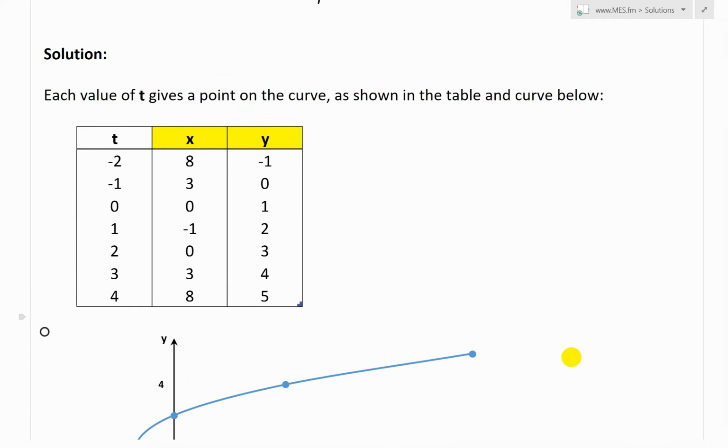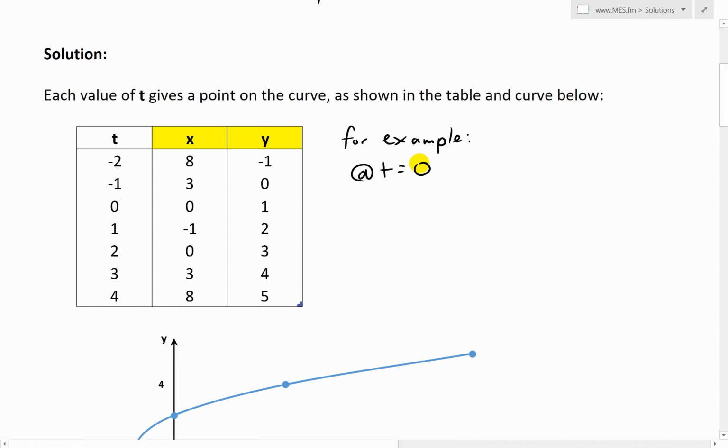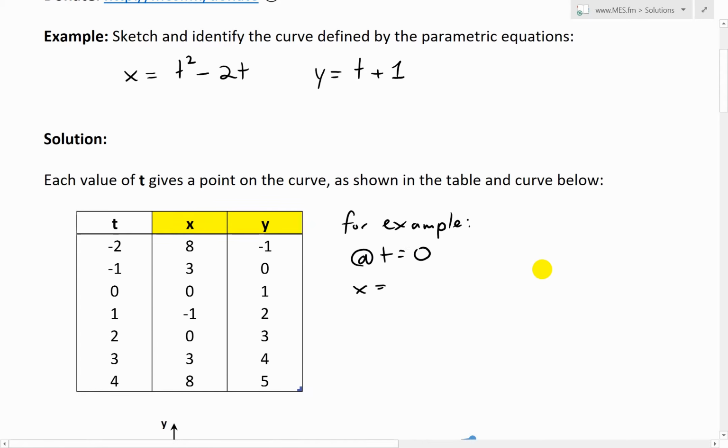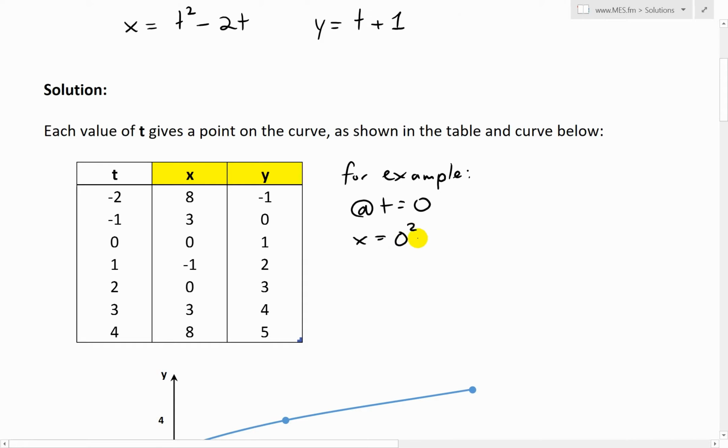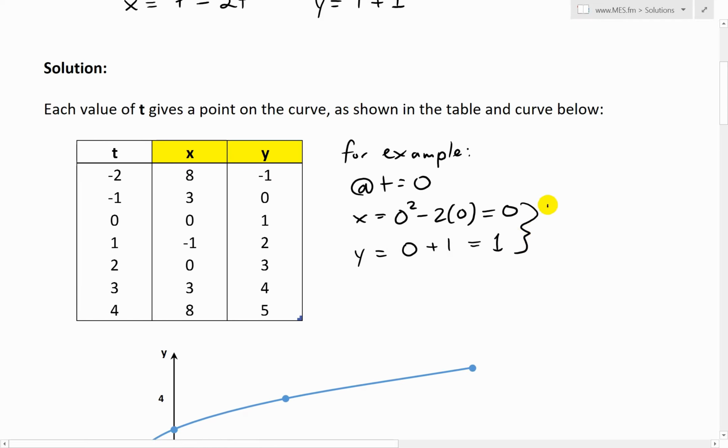And just to show you an example manually, we'll pick a point. For example, when t is equal to 0, x is equal to, notice it's t squared minus 2t. This is just going to be 0 squared minus 2 times 0. In other words, 0 minus 0 is equal to 0. And then for the y, we have t plus 1, so this equals 0 plus 1, which equals 1. So what we have here is a point, and this point is at 0 and 1.